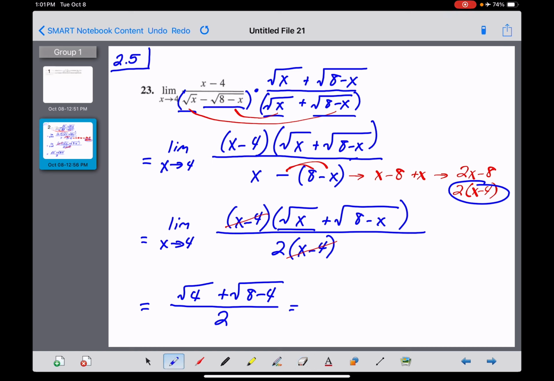And let's see what we can do there, guys. The square root of 4 there becomes 2, plus, this is another square root of 4, also 2, all over 2. The 2 plus 2 on the top is going to make a 4. 4 divided by 2 is 2. So there's our answer for section 2.5, problem number 23.